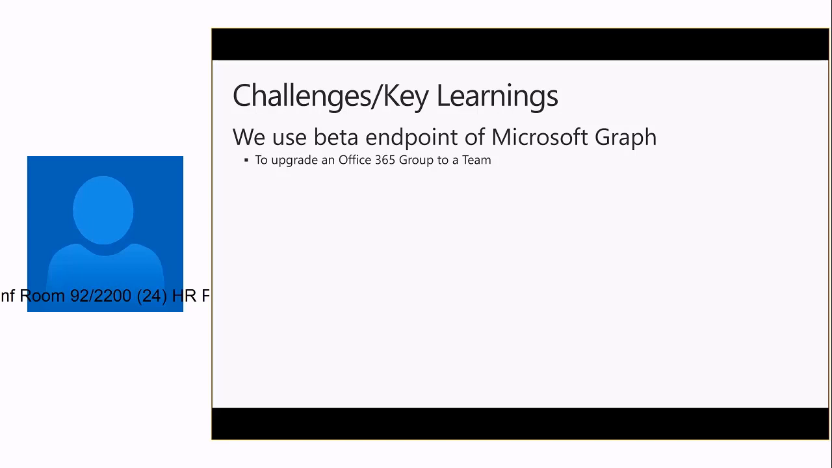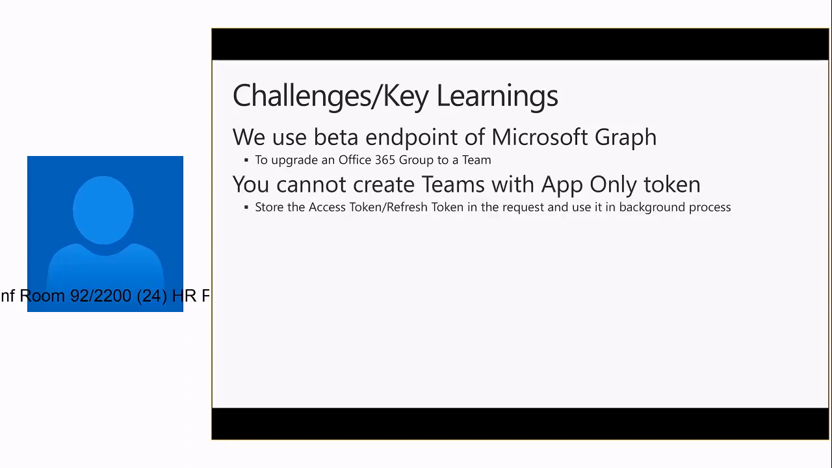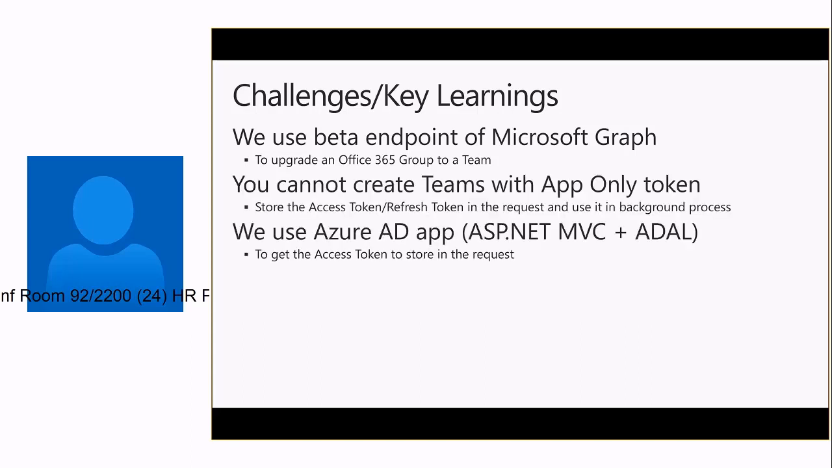And moreover, we would like to be able to do that with an app-only token and not only with a delegated token. And it's also in the backlog and coming. Wonderful, amazing. And we are using an Azure AD application and an ASP.NET MVC application with ADAL exactly because we need to grab the access token of the user and to pass the access token to the backend infrastructure. As soon as we will be able to do that with an app-only token, we will not need this workaround anymore.